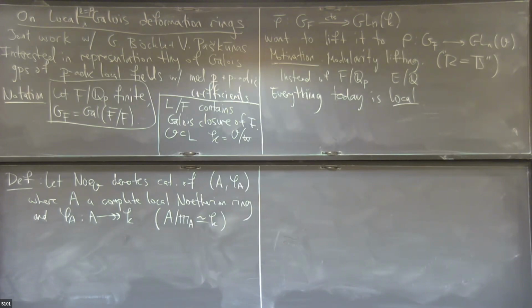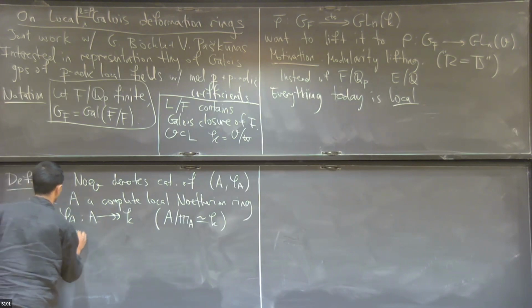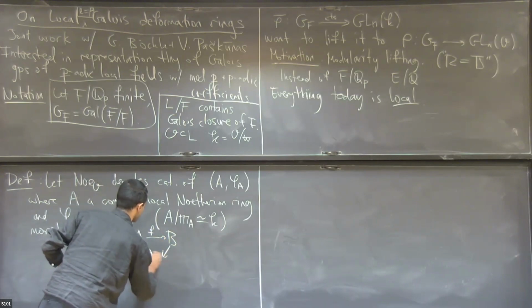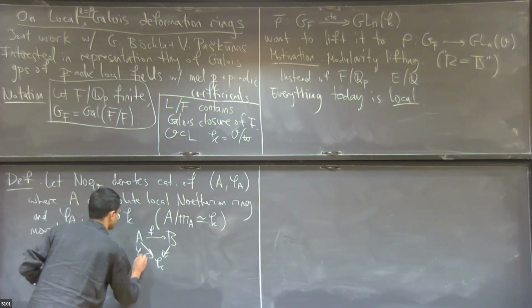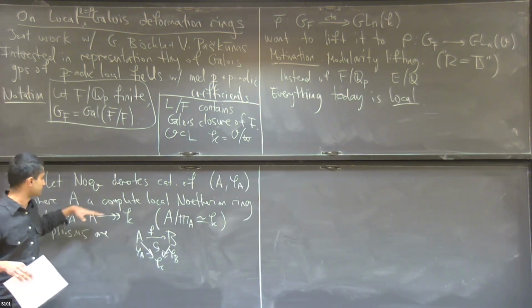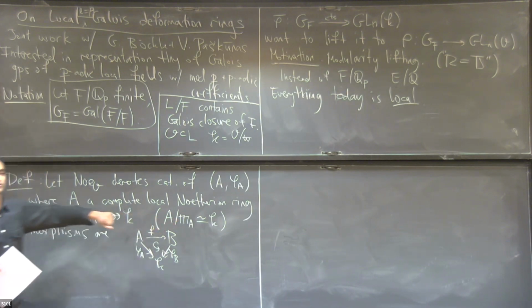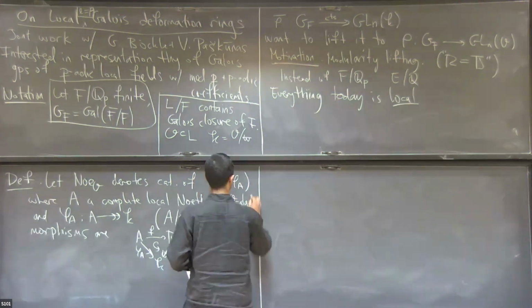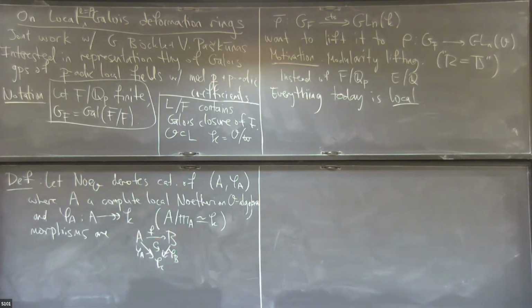So this is a category where the objects are pairs like this, and the morphisms are the natural thing. A map from A to B should satisfy the property that if you look at the maps phi of A and phi of B, this diagram should commute. And in particular, because it's a surjection onto this finite field, these are automatically local homomorphisms of local rings. You don't want A to be an O-algebra, just a ring? Yes, sorry, that is very important. Yes, I want this to be a complete local Noetherian O-algebra with a surjection onto the residue field of O.